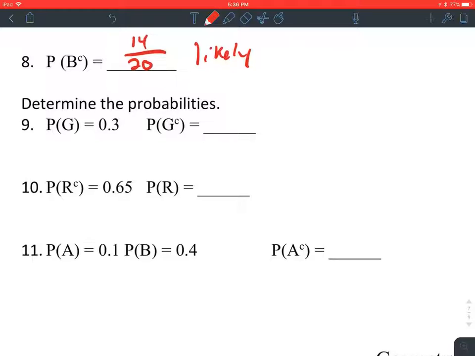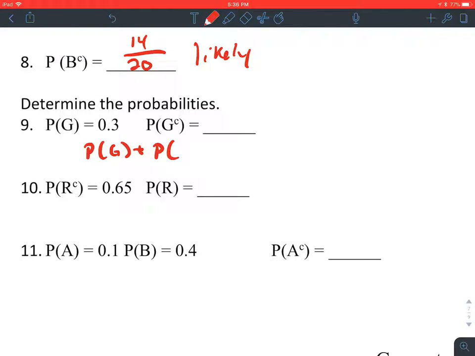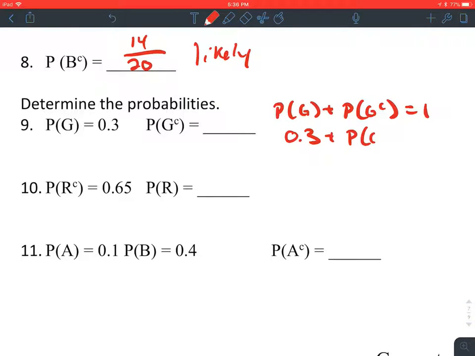Questions 9 through 11, we don't need the information from above. These are separate problems. The probability of getting a green is 30%, or 3/10. What's the probability of getting the complement of green? Well, remember, the probability of green and the probability of the complement have to add up to be 1 every time. So that means, what do we add to 0.3 to get 1? Well, the probability of the complement is going to be 0.7, or 7/10, or 70%.